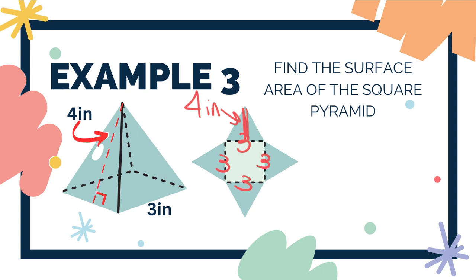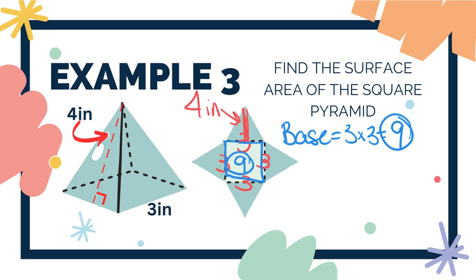So now all we have to do is find the area of the square base and the area of the triangular sides and add it all together. Same as we did before, but this time we have a triangle. So let's first start by finding the area of the base, because squares are very easy to find the area. We just do base times height. So the area of the base is 3 times 3, which is 9. All right, that's easy. The area of the base is 9. I'm going to put a 9 and circle it.